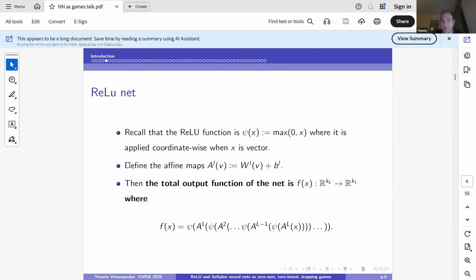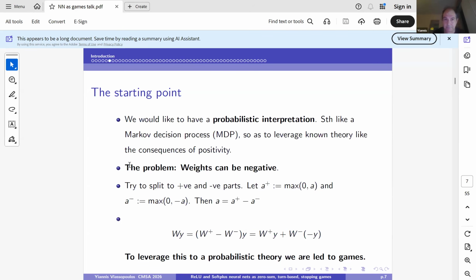It's applied coordinate-wise to vectors, and then we define the affine map A_l(v) = W_l v + b_l. The total output function that the net computes is basically a composition of the A_l's with psi's. You apply the affine map, then you hit with ReLU, then apply the affine map, ReLU, and so on, all the way down. This is what we want to understand: what this map is really computing.